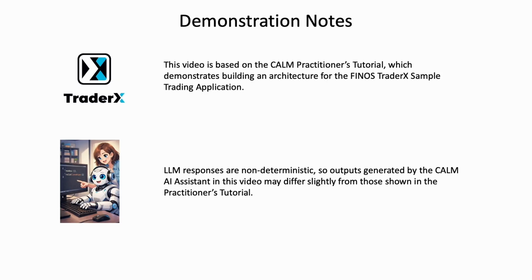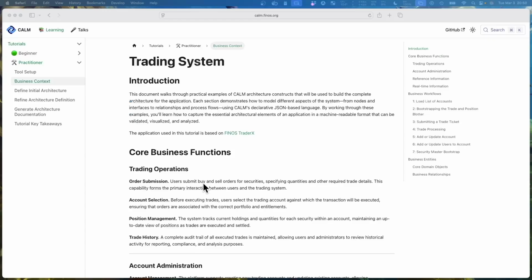One thing to keep in mind is that the CALM AI assistant uses large language models. LLMs are non-deterministic, which means the responses they generate can vary from run to run. Because of that, the outputs you see in this video may differ slightly from the ones shown in the practitioner's tutorial. If you want to follow along yourself, links to the tutorial and the TraderX project are included in the description of this video.